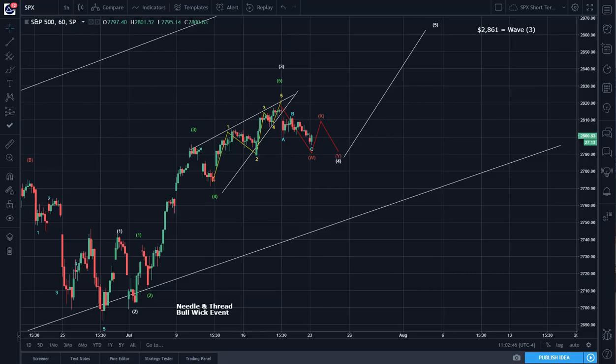So I think we counted pretty well. The ending diagonal pattern, as shown by the yellow 1, 2, 3, 4, and 5, to mark probably the top of white 3. And that meant that this was an upward pointing wedge pattern as well. Now, an ending diagonal is one of those sequences and a pattern that allows an overlap of 1 and 4.